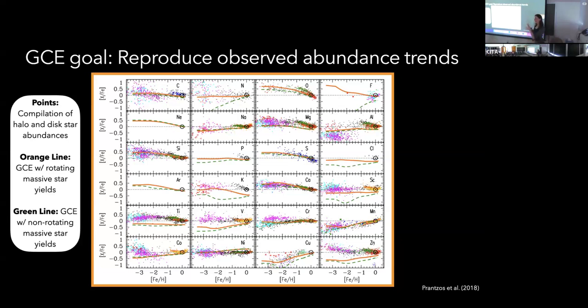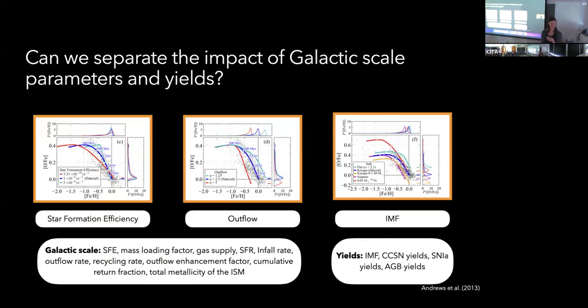So it's hard. My main point here is just that galactic chemical evolution models are really hard to get to match the observations, because there are so many tunable parameters that we don't know well enough that you can have multiple different versions of them that match your observed abundance distributions or completely fail in different ways. So it would be great if we could separate out these two types of parameters, the galactic scale star formation parameters and the yields, because in GCE they're really mixed together.